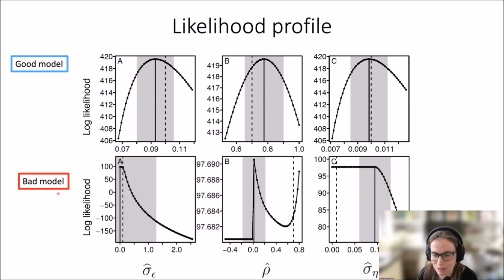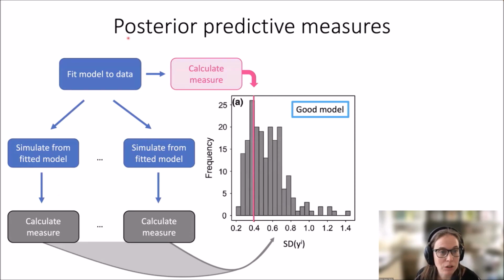Maybe I have to go back to my drawing board and change my model or get more data or something like that. The other thing we're going to look at is the posterior predictive check. The idea here is that we're going to fit our model to our data, and then we're going to simulate from that model multiple times, say 200 times. And then we're going to calculate a measure.